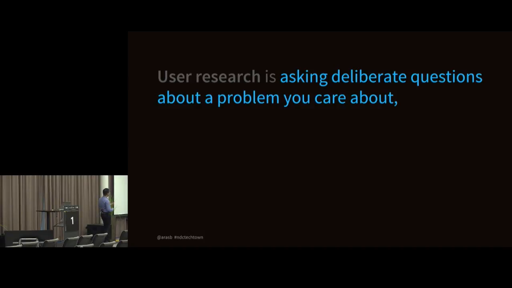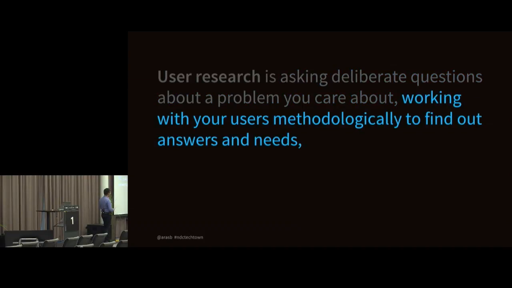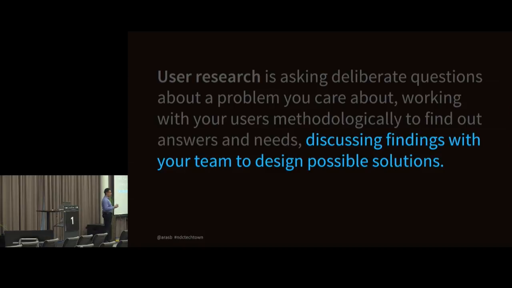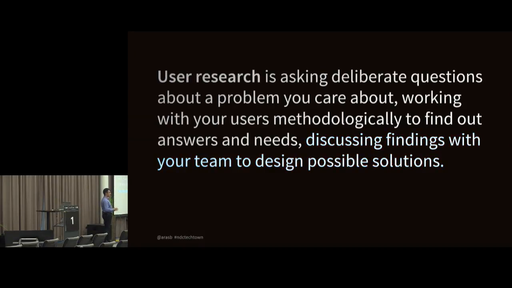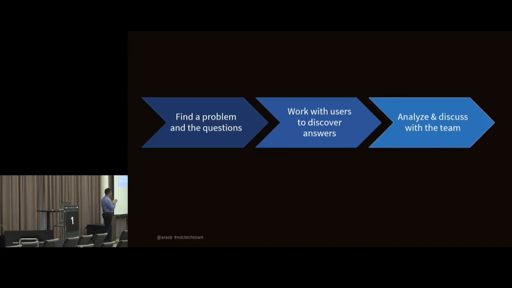It's basically asking deliberate questions about a problem that you care about, working with particular and actual users methodologically to find out the answers and the needs, and then discussing the findings with your team to design possible solutions. It is very, very simple. You can actually do any type of user research in 3 simple steps. First step is to find the problem and the questions. The second step is to work with the actual users to discover the answers. And the third step is to analyze and discuss it with your team so that you have better design understandings, better insights, and better products overall.